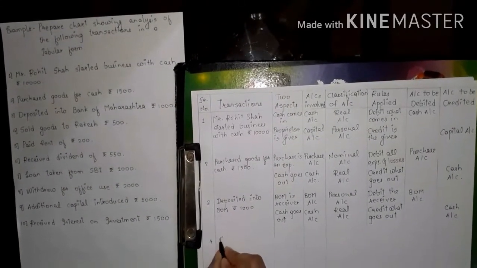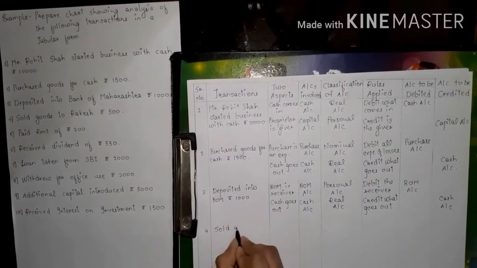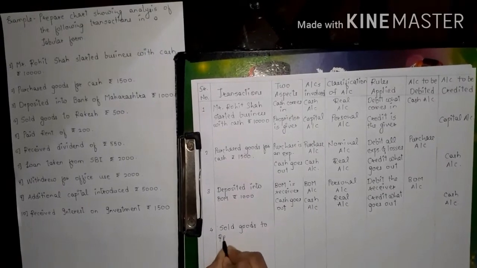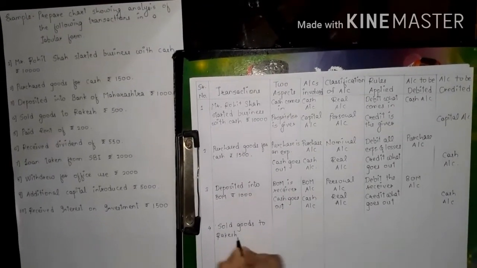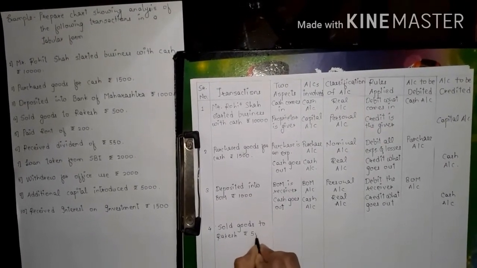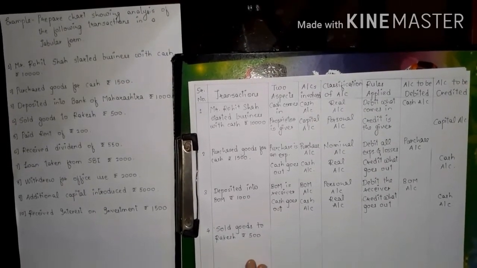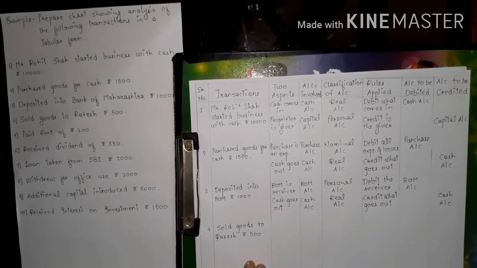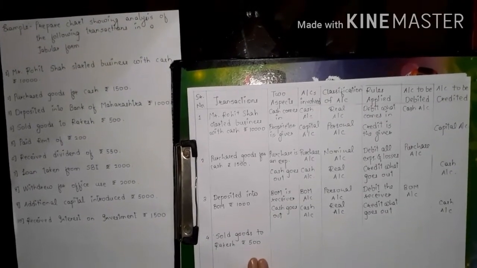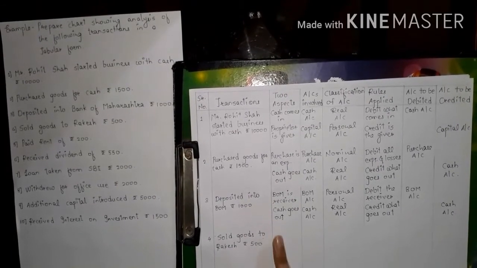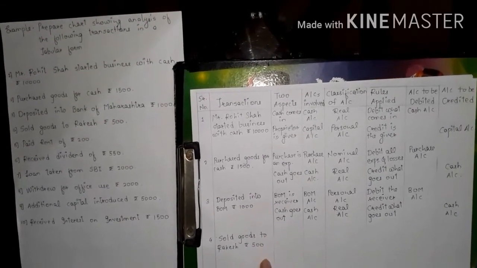Now let's write over here, sold goods to Rakesh rupees 500. Okay, now carefully see this transaction. This is our profit. We have earned profit by selling goods of rupees 500 to Rakesh. Now we have to see which two aspects are affected over here.